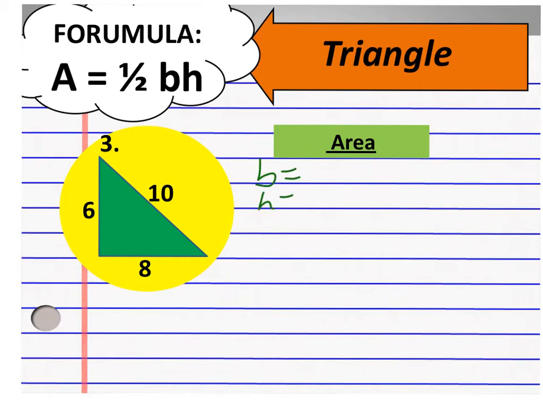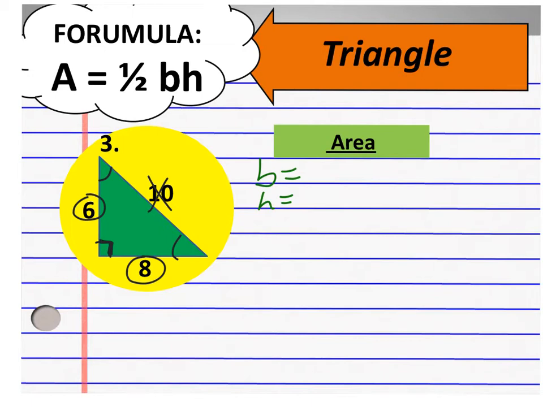And our H. The B and the H. Remember, you are looking for that 90-degree angle. This is not a 90-degree angle. That is a 90-degree angle. This one right here is the 90-degree angle. So it touches the 6, and this side is the 8. Do not use the 10.